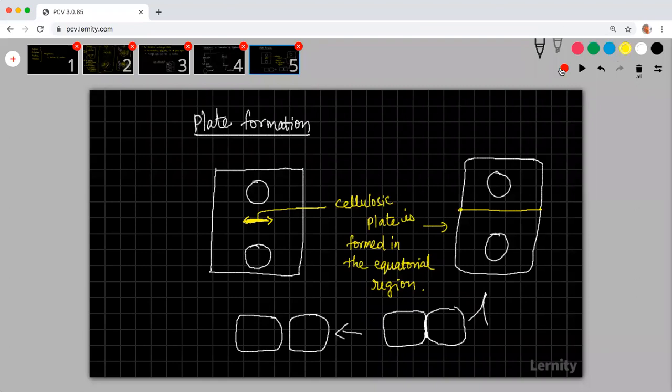So what ultimately happens in plate formation is that a cell plate is formed. What is a cell plate? A cell plate is a cellulosic structure which is formed in the center. And what happens to the cell plate? The cell plate will start to grow. When the cell plate meets the cell wall, the cell divides into two.